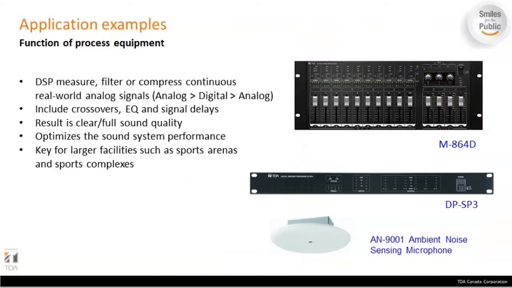Function of process equipment, so we have DSP measure, filter, all of the bells and whistles when it comes to the MS61 and the DPSP3, right? They are ideal and hot favorites for spaces like auditoriums, for gyms, for arenas, for all these applications, because they have included crossovers, EQing, signal delays, a lot of different functionalities. With the MS64, you also get iPad control, right? So you can control the output levels using just the iPad. You don't have to go every now and then to the mixer to change the levels. And they're very, very good for sports arenas and sports complexes.